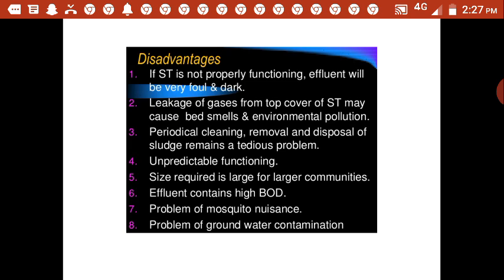Size required is large for the large communities. Of course, I already said that the size we have mentioned, that is 10 by 6 by 5 or 10 by 5 by 6, is for small communities up to 10 to 12 persons. If more persons are there, then the size of the septic tank has to be increased.